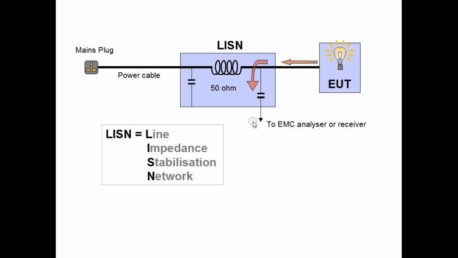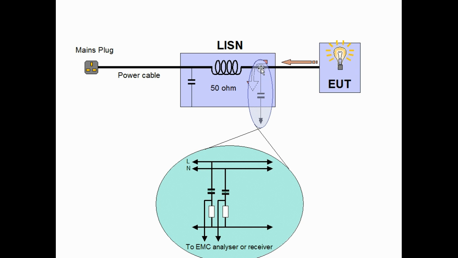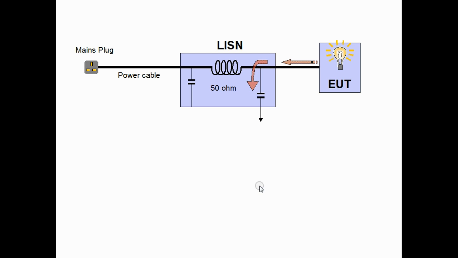If we look in more detail at how we connect to the line, we can see that we need to connect to both live and neutral on a single phase supply. These are each measured by the analyzer. Each must comply with the limits set down by the standards. Similarly, in a three-phase supply, we have 4 connections and we measure each one in turn. So that's our LISN.